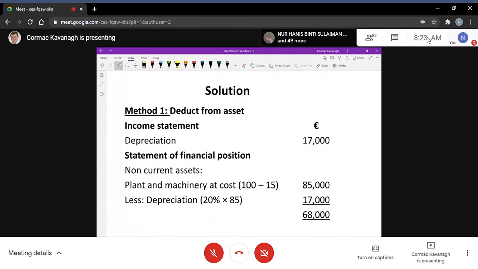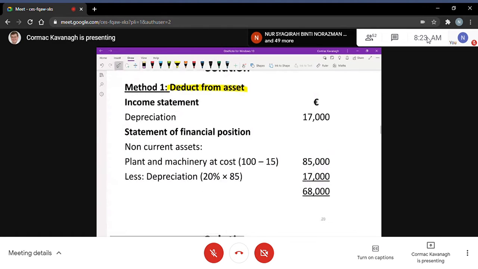The first approach that they're adopting is deduct from the asset. If we start by looking at the balance sheet, the statement of financial position, we see the asset value here is the original 100,000 cost minus 15. So we have plant and machinery recorded at cost under non-current assets at 85,000. That's depreciated at 20% per annum for the next 5 years.